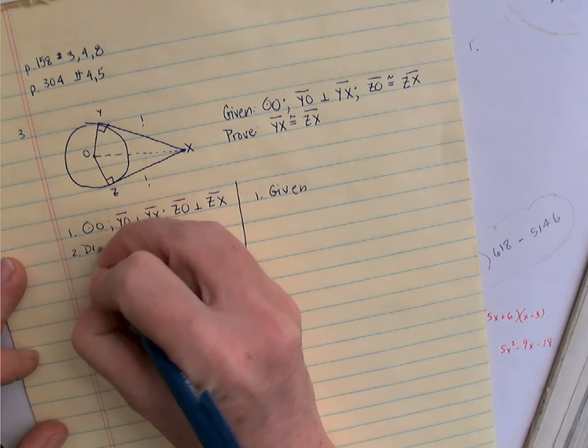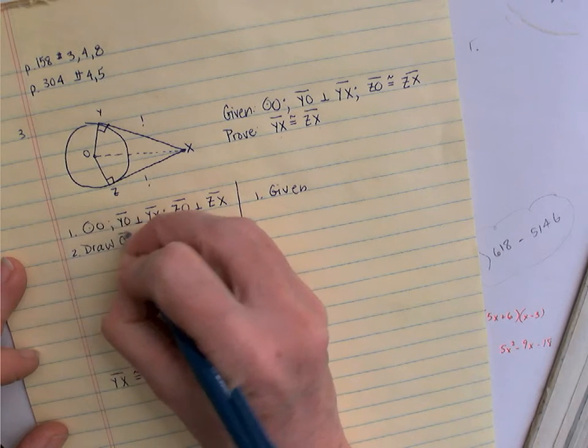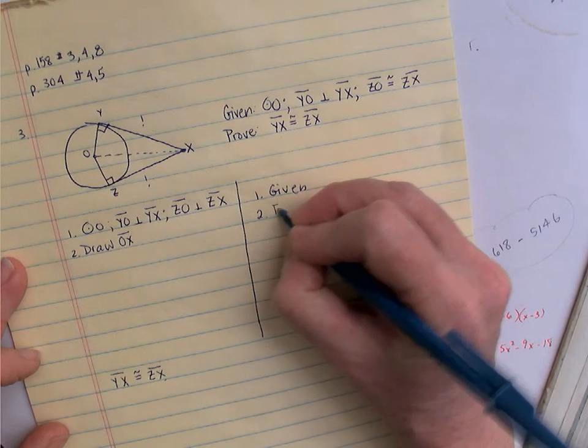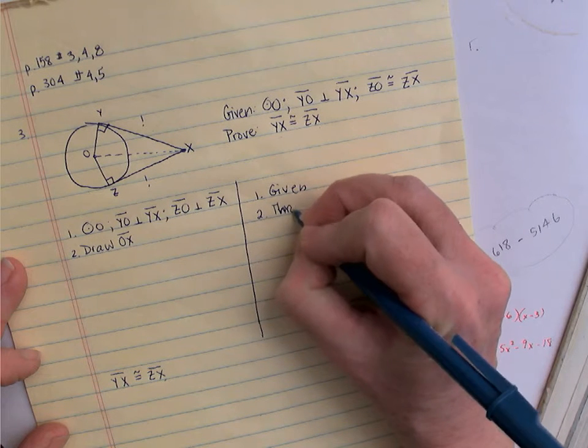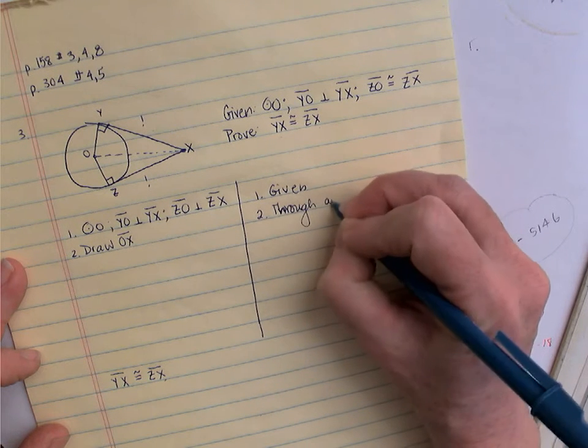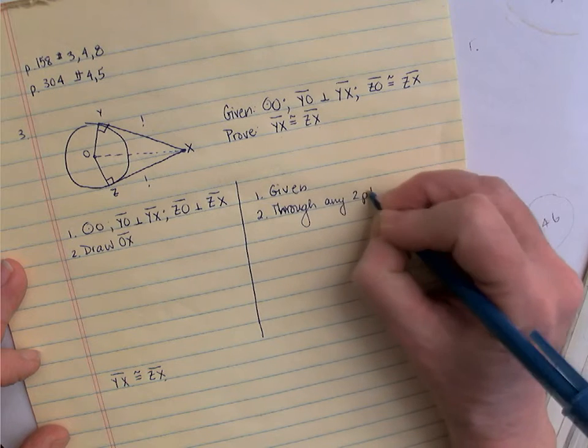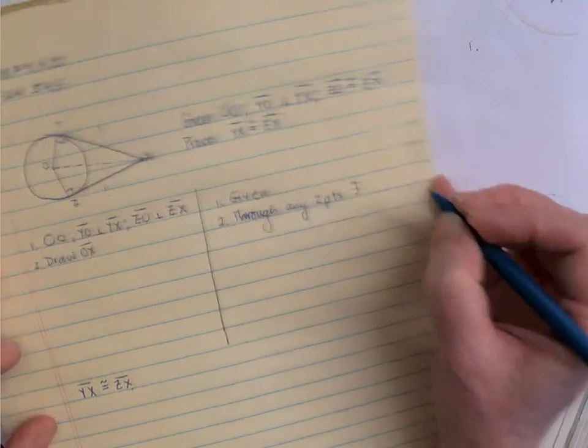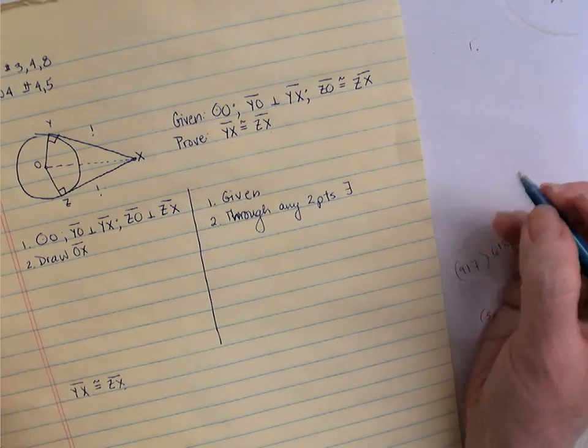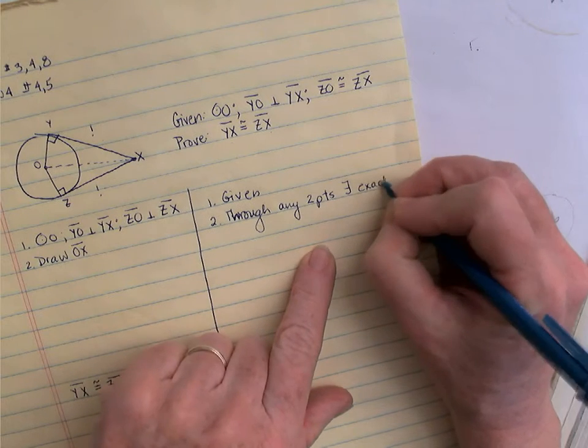So that's going to be just draw a segment OX, and of course the reason: 2 points determine a line, or through any 2 points there exists, with a little backward E, that's a little shortcut for there exists exactly one line.